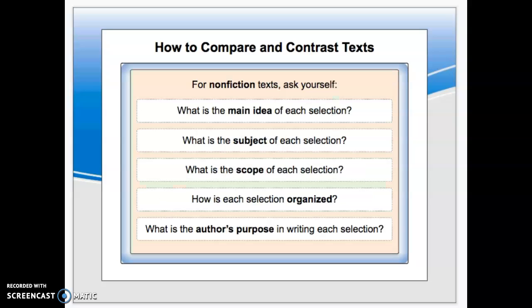Now, when talking about nonfiction, you need to ask yourself, what's the main idea of each selection? What is the subject of the selection? What is the scope of the selection? In other words, how much detail does the author go into when discussing the topic? How is it organized? In other words, what type of text structures are used? And what is the author's purpose in writing each selection?